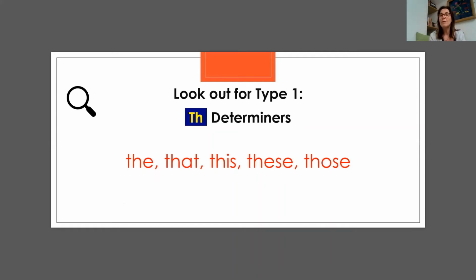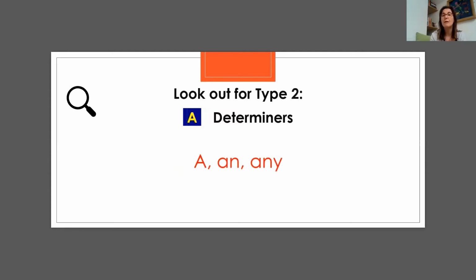All the time, remember our example of the cat. The cat, that cat, this cat. These cats would have to be plural, and those, again plural, those cats. So those are the TH determiners.